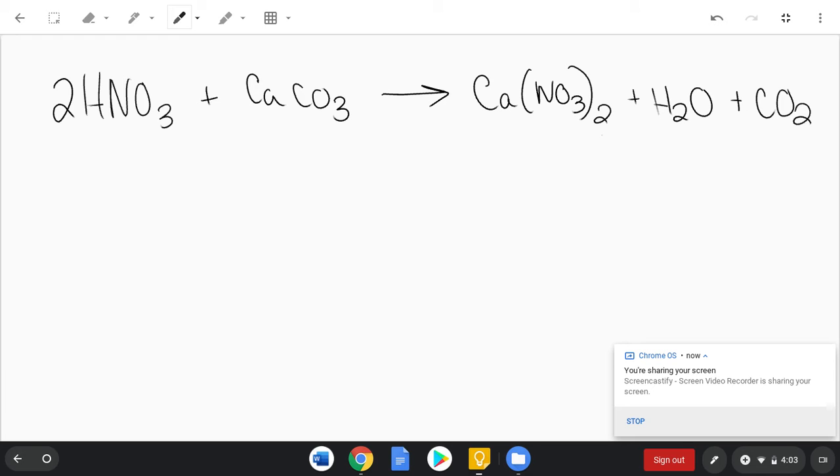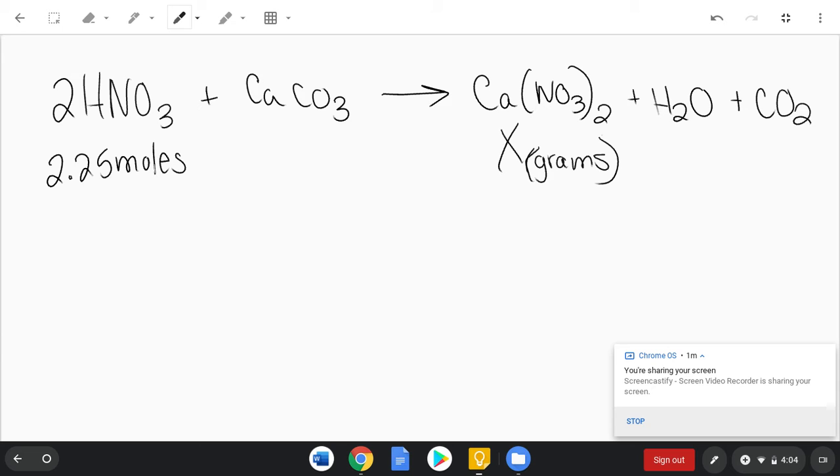So I'm going to identify what the question is asking me, and it's asking me how many grams of CaNO3 are produced. So I need this in grams from 2.25 moles of HNO3, 2.25 moles. So this problem is going from moles of one substance to grams of another.